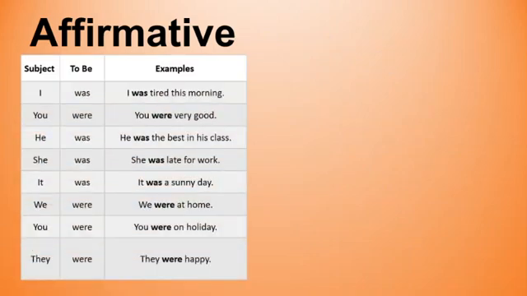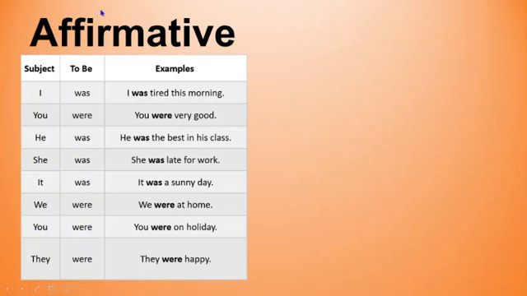We have this structure in the affirmative way. We have, for example, your subject pronoun, I, you, he, she, it, we, you, they, plus the verb to be, but in past. I was, you were, he was, she was, it was, we were, you were, they were.